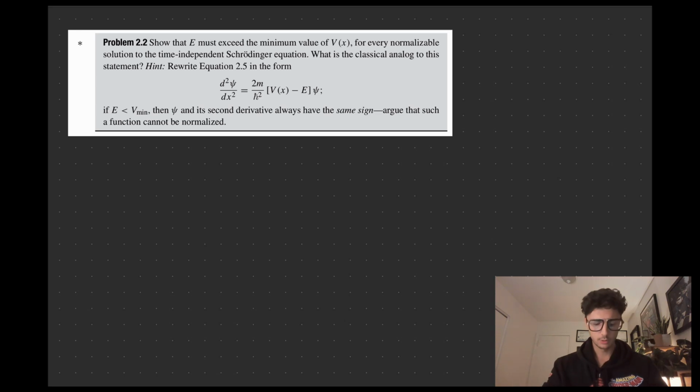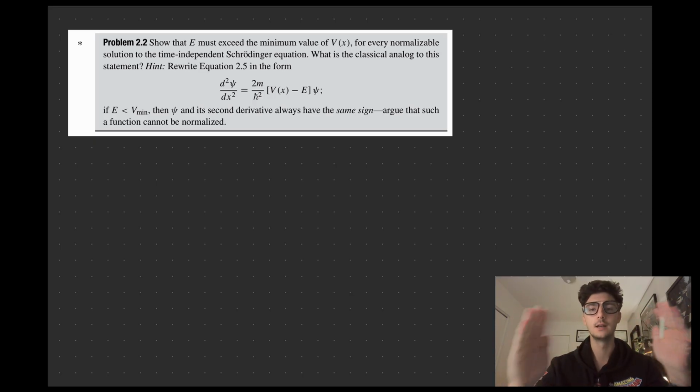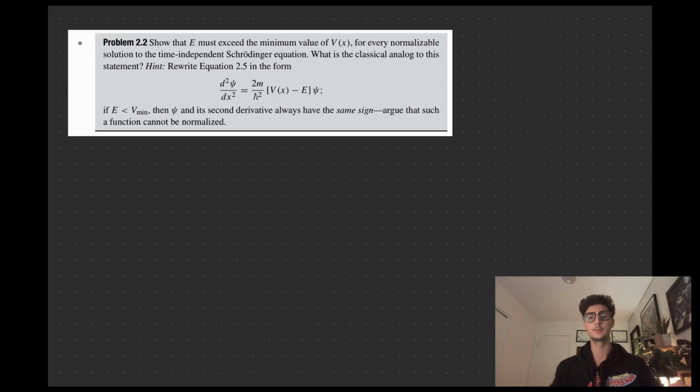What up, guys? Today we are looking at another problem in Griffiths. It's an interesting problem because we're going to use an argumentative method to solve it. So we're going to argue our way to a solution, which means no crazy math. I'm just kidding, guys. There's going to be a ton of crazy math. It's going to be fun. We're going to learn cool things about differential equations. We're going to learn cool things about the Schrödinger equation in specific.